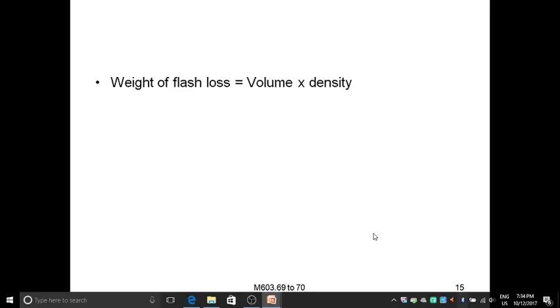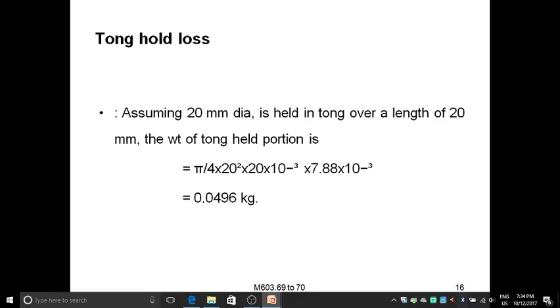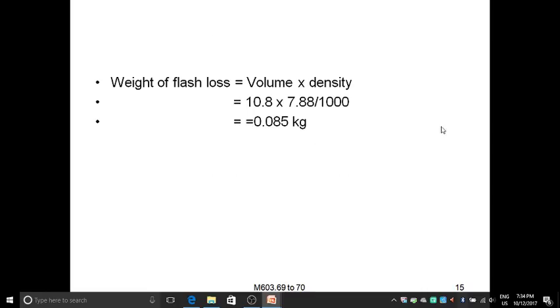Okay, so you multiply this volume with the density, so you will get the weight of the flash loss. So this is very, very important. While calculating the cost of the forging, flash loss needs to be considered, because it is also very high, with a 20 mm projection and 3 mm thickness around the circumference. So we need to consider it.